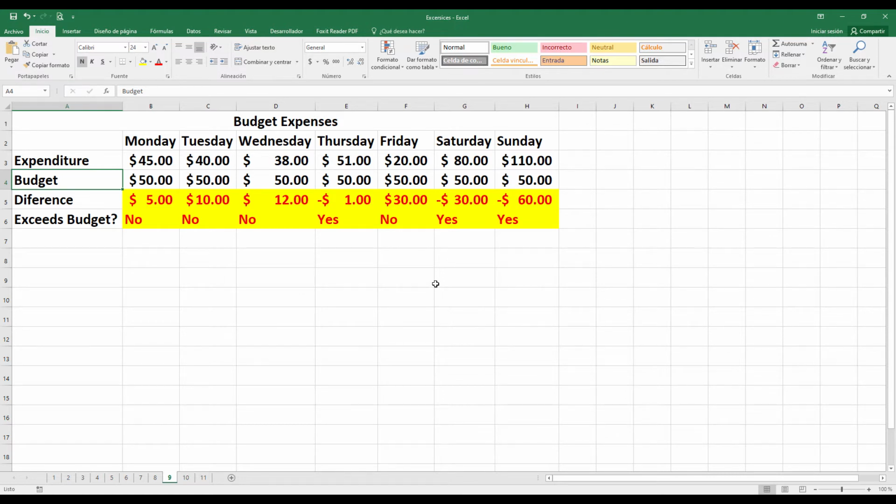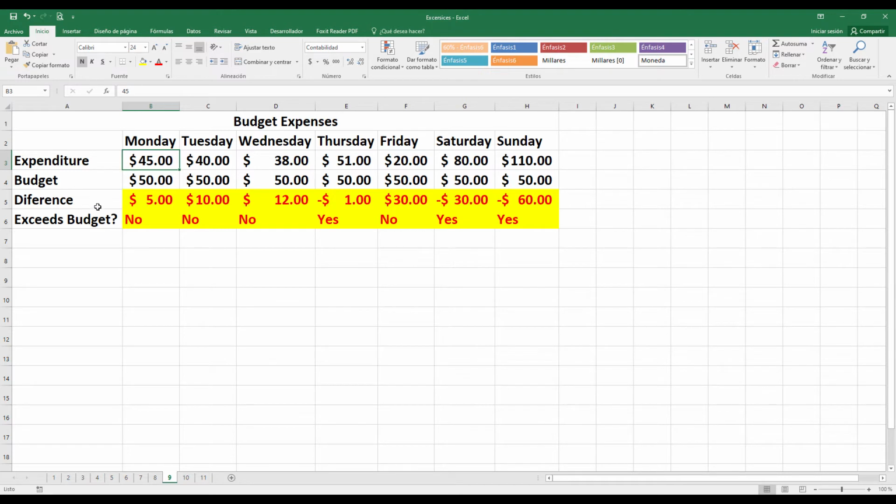For example, the Monday your expenditure, your expenses was 45. Budget was 50. Okay, what happened here? You spend less than the budget.